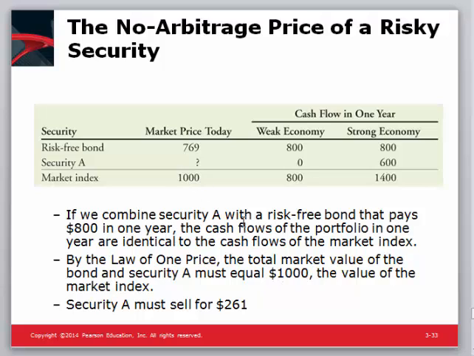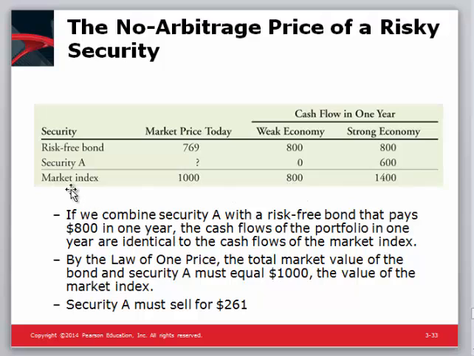So again, we want to combine these cash flows and put them in a concept where we could create a portfolio that would create the same assets. Again, the market index is worth $1,000, and the market price today of the risk-free bond is $769, and it could give us $800 under each circumstance. Security A, we don't know what that price is, but it could give us $800 or $600. So now we have this version.